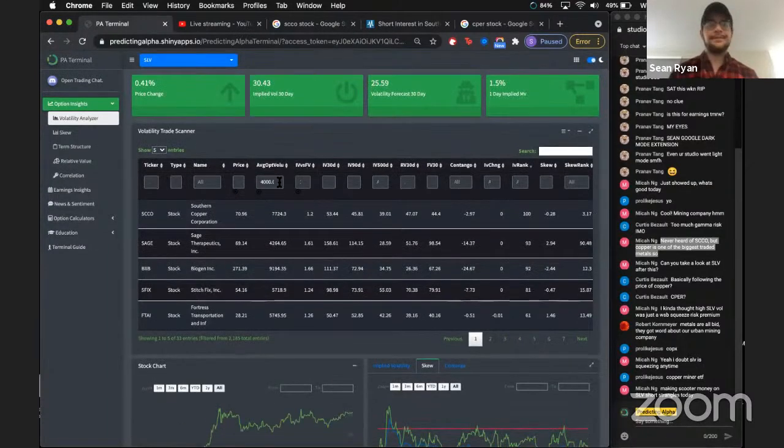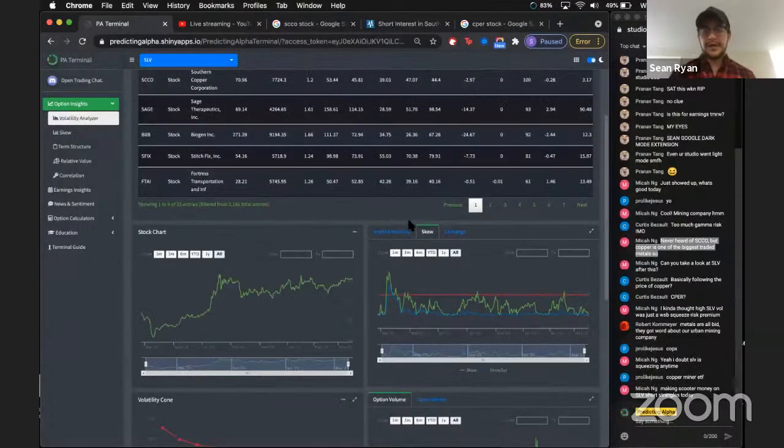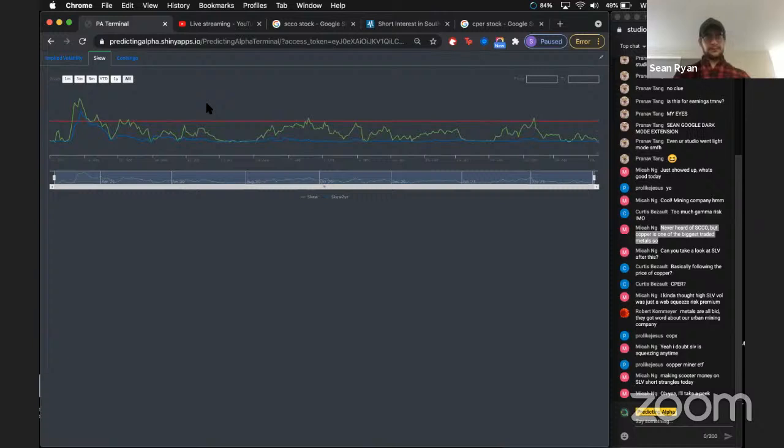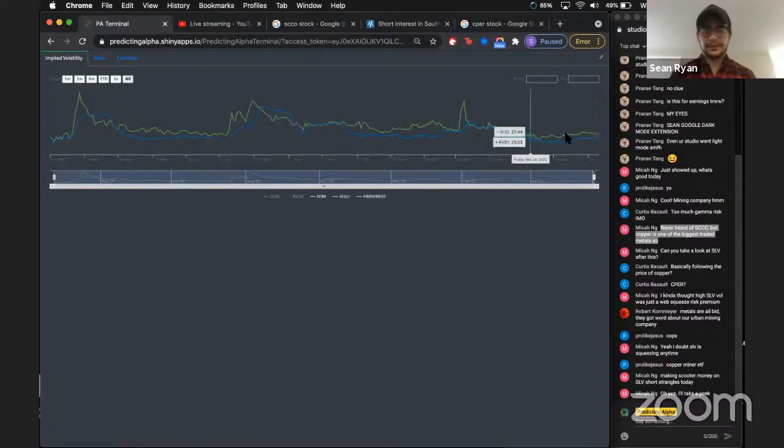Okay, SLV. Let's see what's going on. Implied vol 30-day at 30.5%. The forecast is at 25.5%. Okay. Let's take a look here at the IV versus the forecast. So these are the things you love to see, right? You love to just see implied vol outpacing realized vol like this.